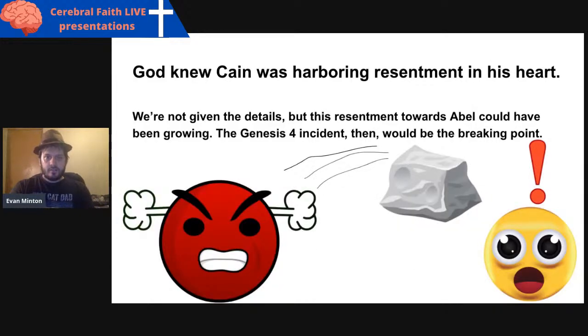So, I guess I forgot to put a transition on that slide. God knew Cain was harboring resentment in his heart. We're not given the details, but this resentment towards Abel could have been growing. I believe that Cain and Abel may have had some tension that led up to that point. We're not told, but it is a reasonable inference.